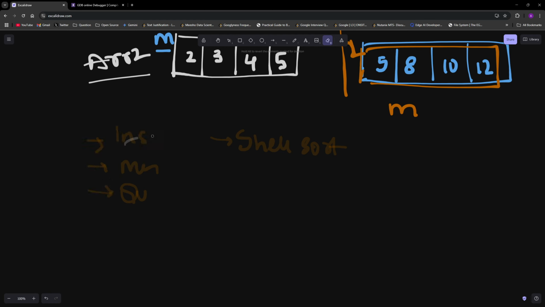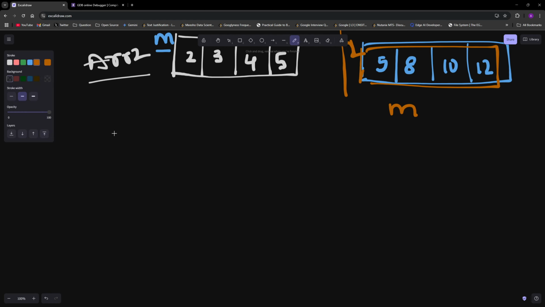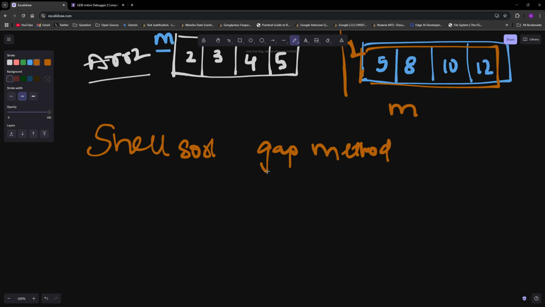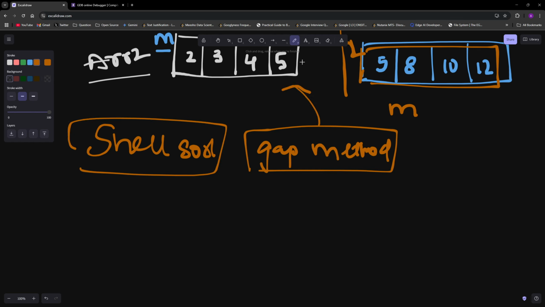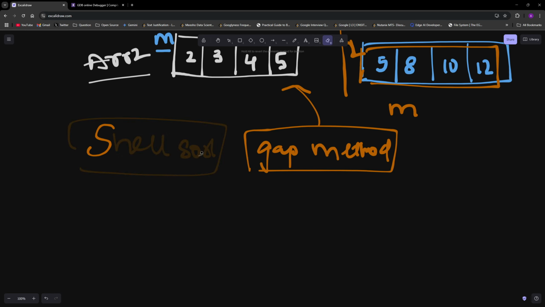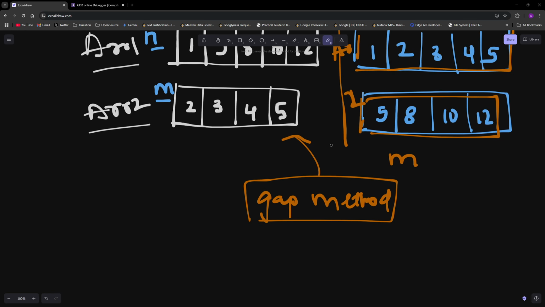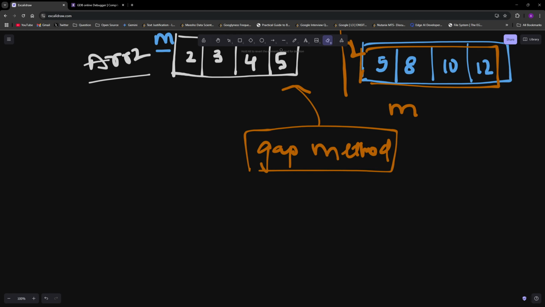And actually not completely shell sort, we are going to adapt one method. Like in merge sort we use a divide and conquer strategy, shell sort eventually uses some gap method concept. So inherently we are not going to use shell sort itself, we are going to use the gap method. So this is the first hint for you. Now you can take a pause over here and think about how we can use the gap method over this question.